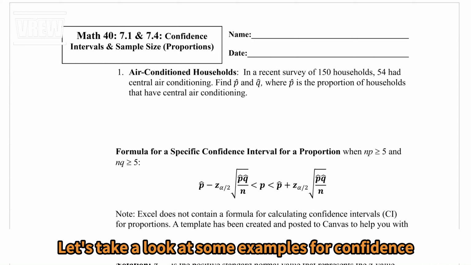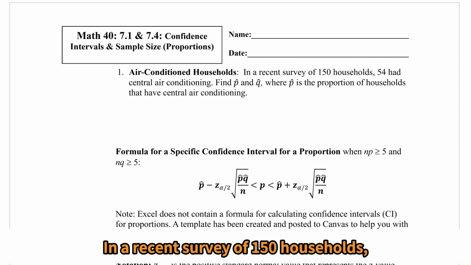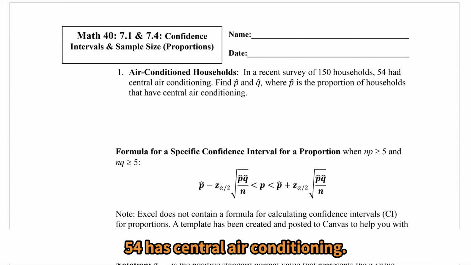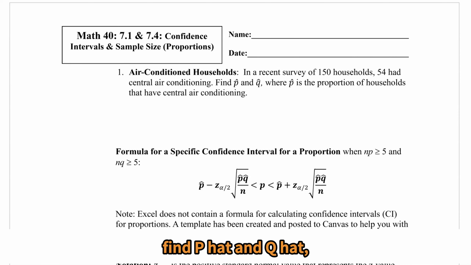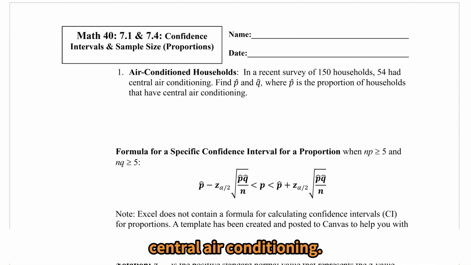Let's take a look at some examples for confidence intervals for proportions. In a recent survey of 150 households, 54 had central air conditioning. Find P hat and Q hat, where P hat is the proportion of households that have central air conditioning.